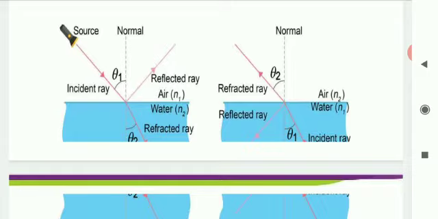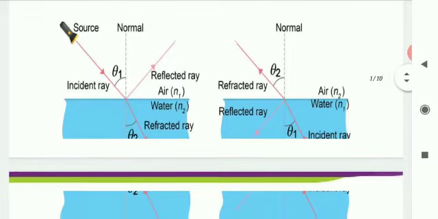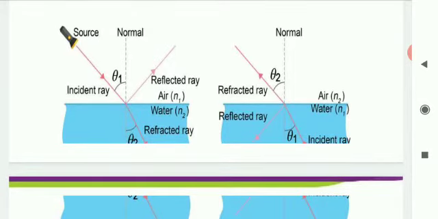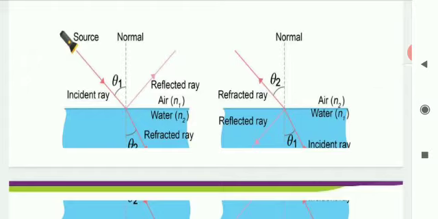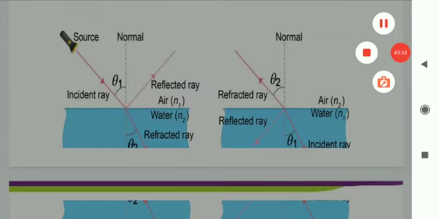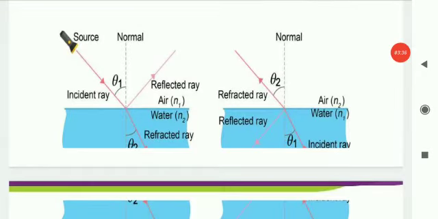Whenever light enters from one medium to another, we must note that there is a change in the angle. That means if light enters from a rarer medium to a denser medium, it will always bend towards the normal, and if light comes out from a denser medium to a rarer medium, it will bend away from the normal. This is what refraction is.